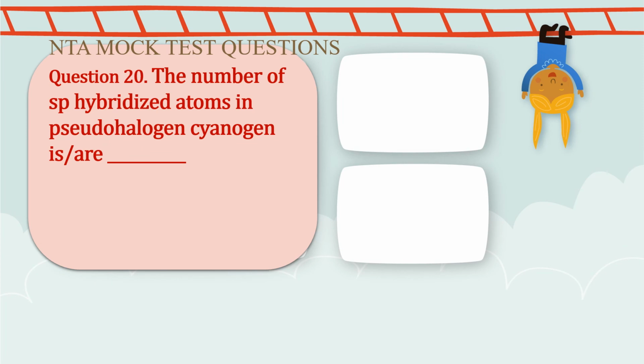Now the last question for today is the number of sp hybridized atoms in pseudo halogen cyanogen. This is a numeric type of question, and the correct answer is going to be 4. There are 4 sp hybridized atoms in pseudo halogen cyanogen. First of all, you should have a clear understanding of what we mean by a pseudo halogen and what the formula of cyanogen is. Please remember that this is not given in the NCERT textbook, but this question has been asked in the NTA mock questions, so you should have some understanding of this topic as well.